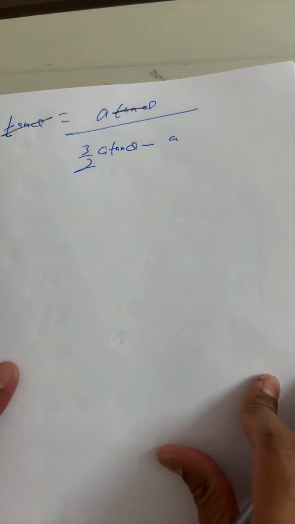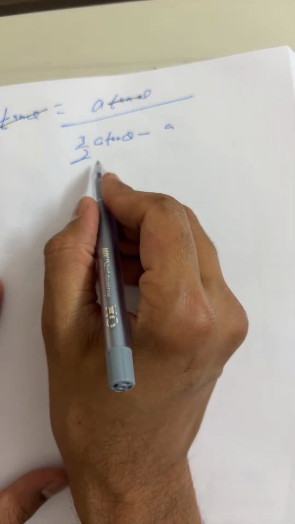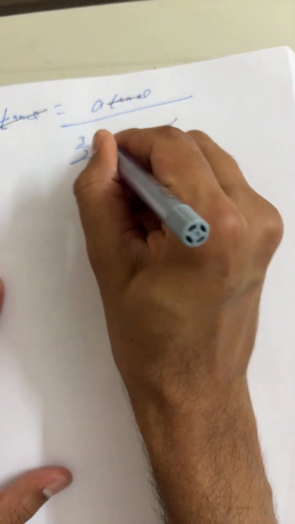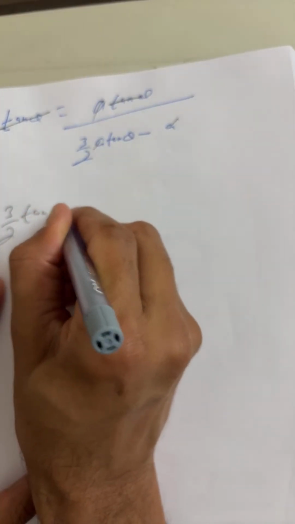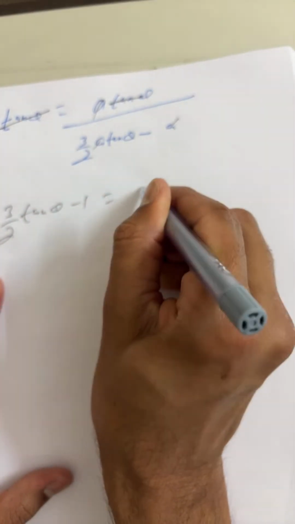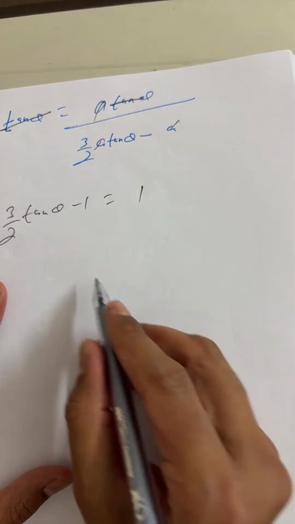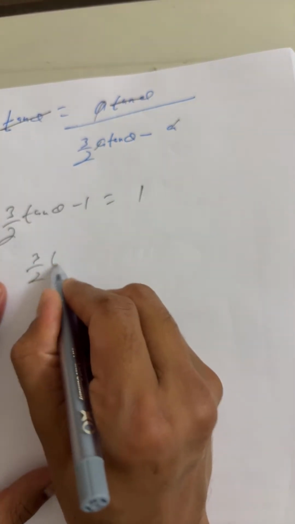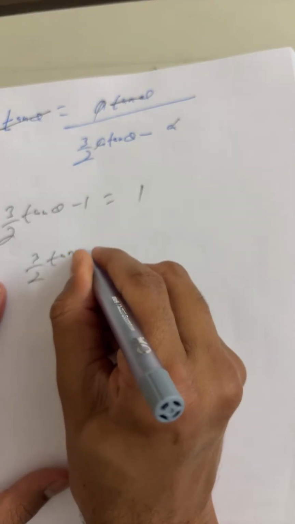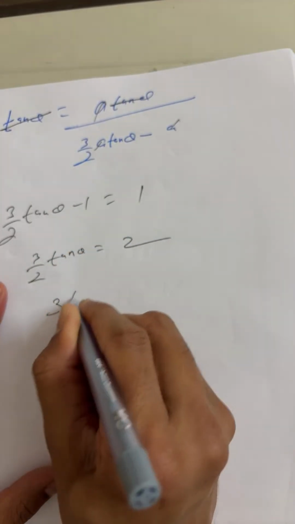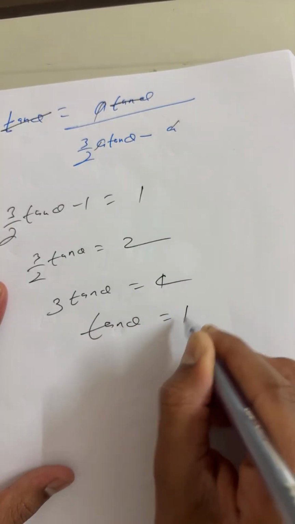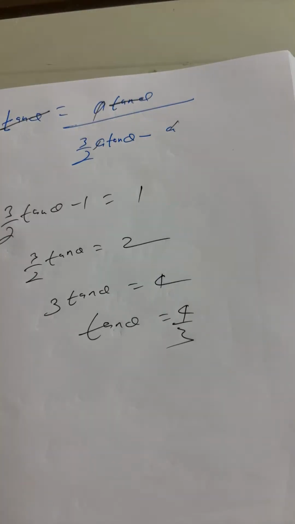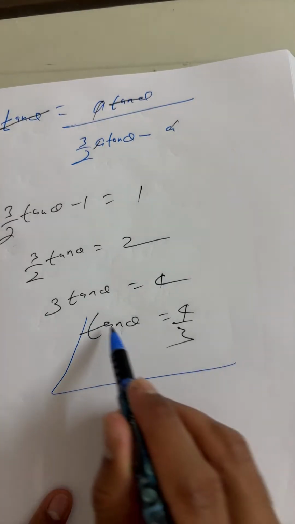Okay, so finally just solve further here. Just calculate. You can say A is finished everywhere. So 3 by 2 tan theta minus 1 equals 1. You can say like that. So 3 by 2 tan theta is equal to 2. So 3 tan theta is equal to 4. So tan theta is what? We can say 4 by 3.